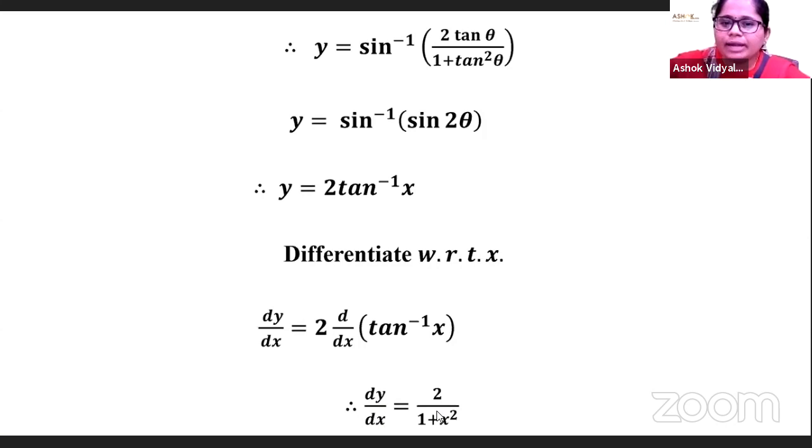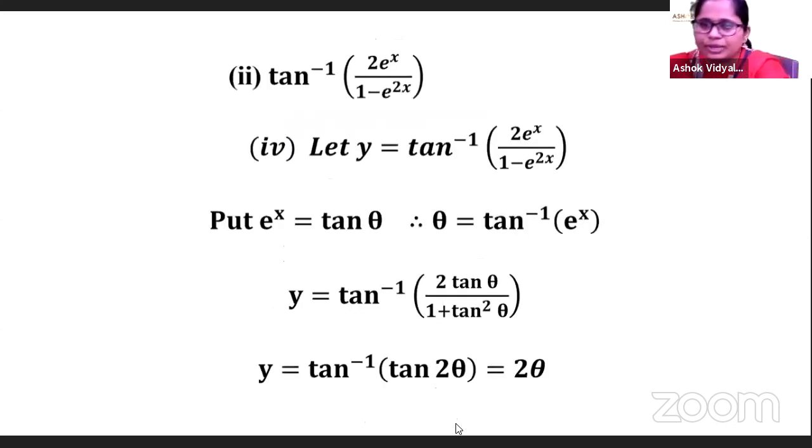Hence, dy by dx is equal to 2 upon 1 plus x square. Now, the next example is tan inverse of 2 e raised to x upon 1 minus e raised to 2x. See here, let this be the y function. y is equal to tan inverse of 2 e raised to x upon 1 minus e raised to 2x, and we put the value of e raised to x as tan theta.